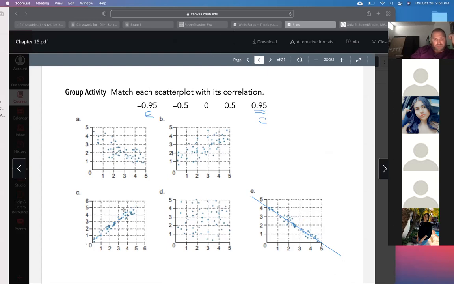Now, one of these is a 0. Which of these is a 0? Remember what a 0 is. A 0 is basically a blob of points with no discernible pattern. That's certainly going to be D.